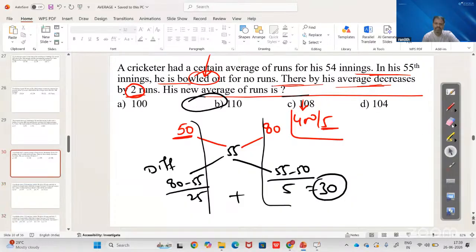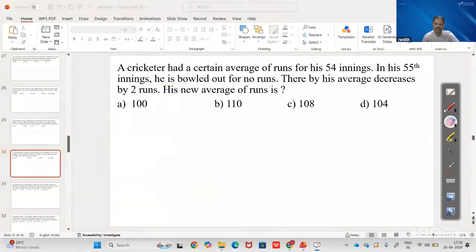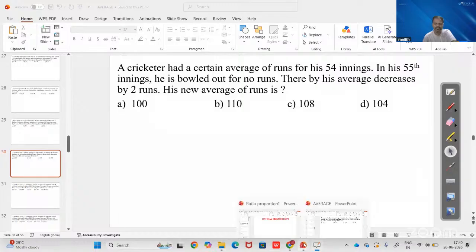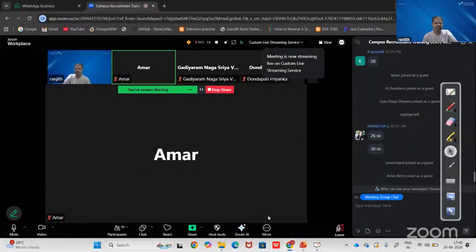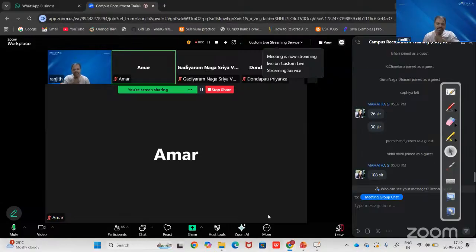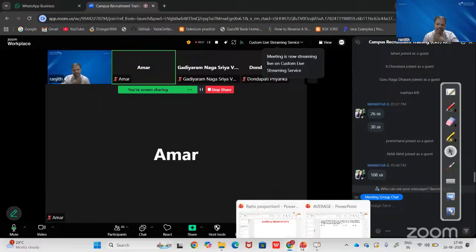Next one, bowling average question. Here also batting average only. So what is the answer? Yes, 108. Answer is 108.